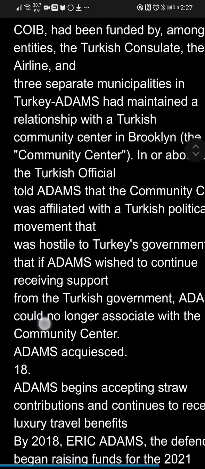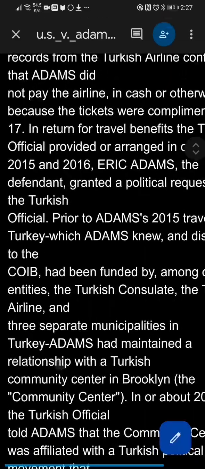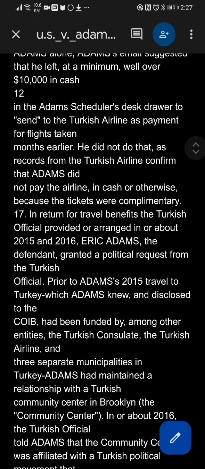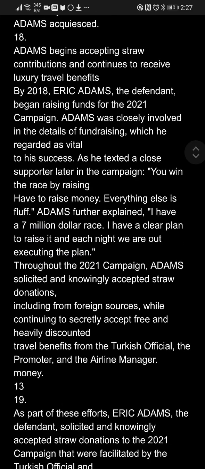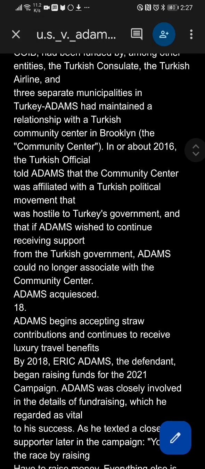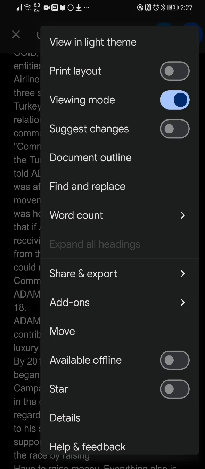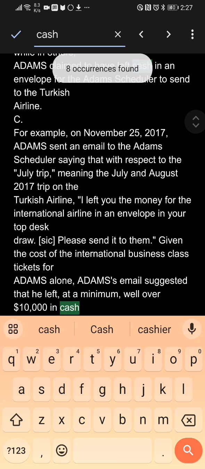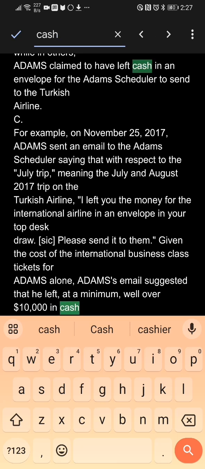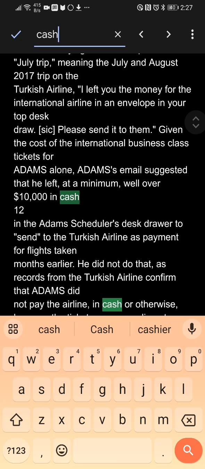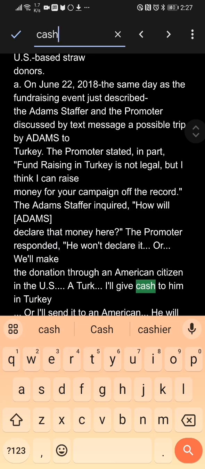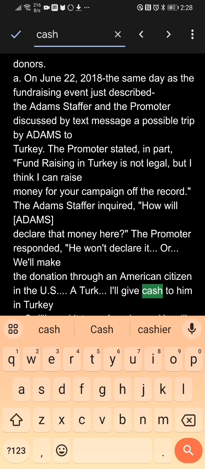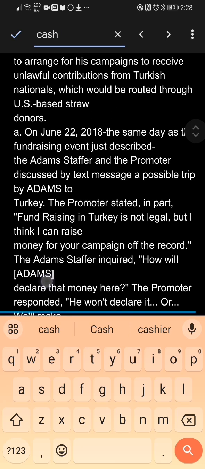Adams acquiesced. Wow, that's interesting. So this all has to do with cash. I'm trying to zoom in to make this more readable. I guess it's better in this other format, in landscape format probably. But let's just keep going. Let's look for more cash. $10,000 in cash. That would be a lot of cash. Okay, so here's more cash. This seems to be the motif here. Let's do everything in cash. The Adams, look at this.